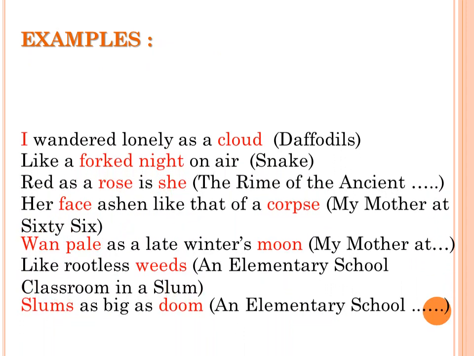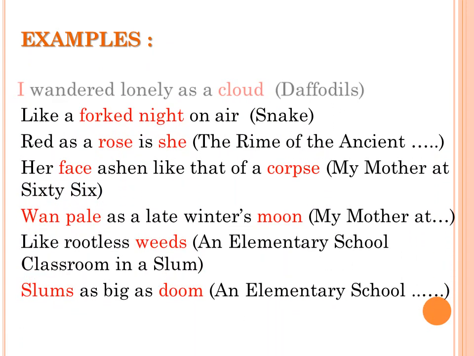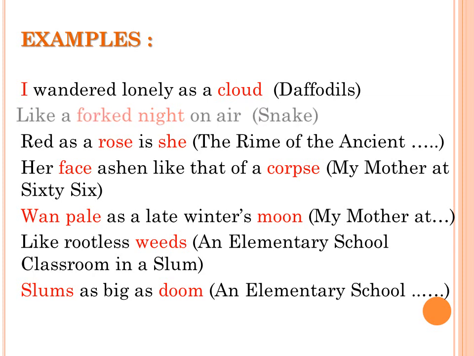Let's see more examples. I wandered lonely as a cloud. Here the poet is comparing himself to a cloud who is wandering lonely. Like a fogged night on air. Here the fogged tongue of snake is compared to night, as they all are black, using the word like. Red as a rose is she. Here the bride is compared to a beautiful rose.